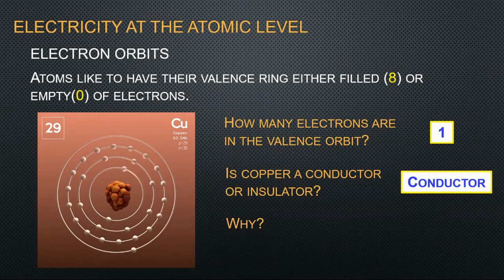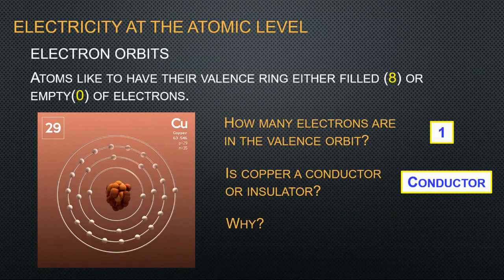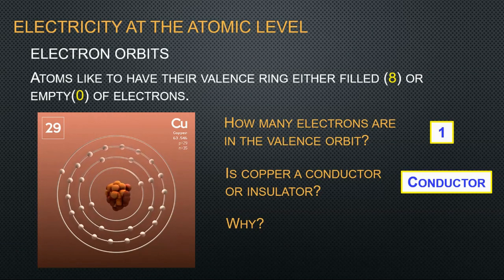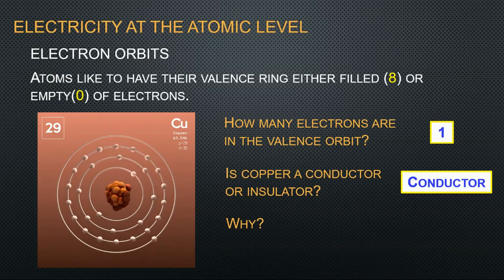Why do conductors behave this way? It all has to do with that valence electron shell. If an atom has only a few electrons in its outer orbit, it has a weak hold on those electrons and will allow them to flow from one atom to the next easily.